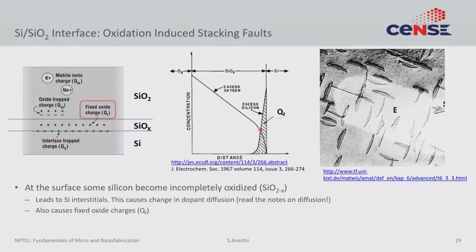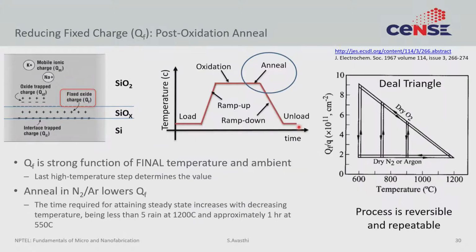As these silicon atoms are leaving the silicon substrate, they tend to leave voids. These are called stacking faults, and these stacking faults are also a problem on the silicon surface, but we shall talk about these a little later. So, this is the fundamental origin for QF. The way we reduce this fixed oxide charge density is through a post-oxidation anneal.